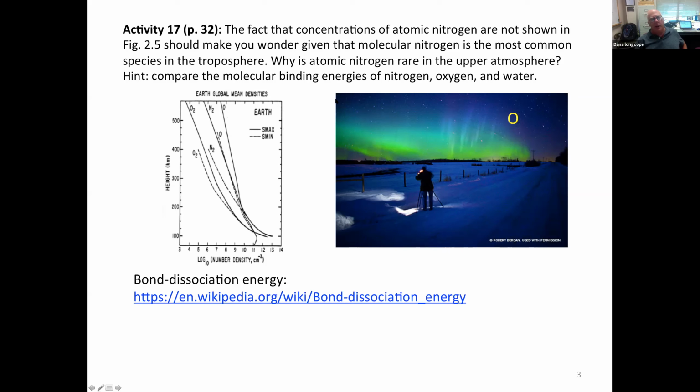So does anyone from one of the groups that looked at this have an answer as to why we don't see atomic nitrogen, N by itself?